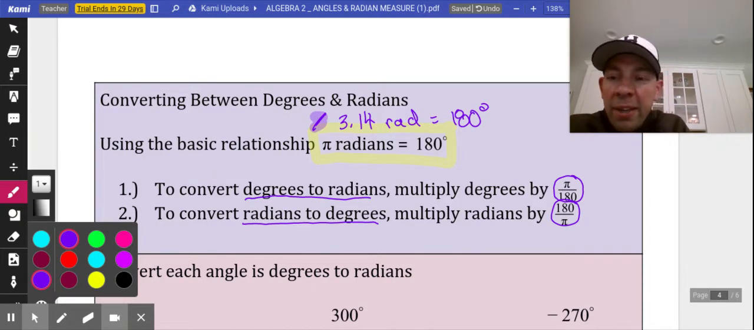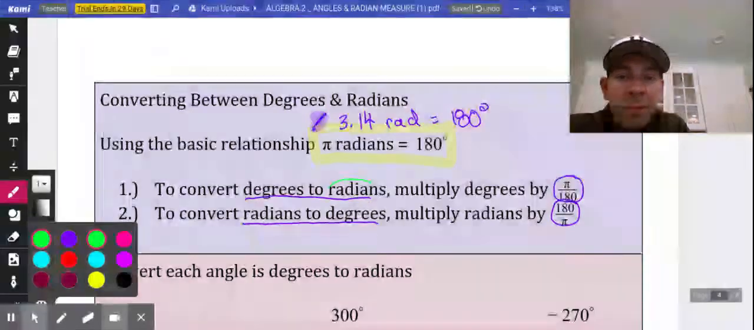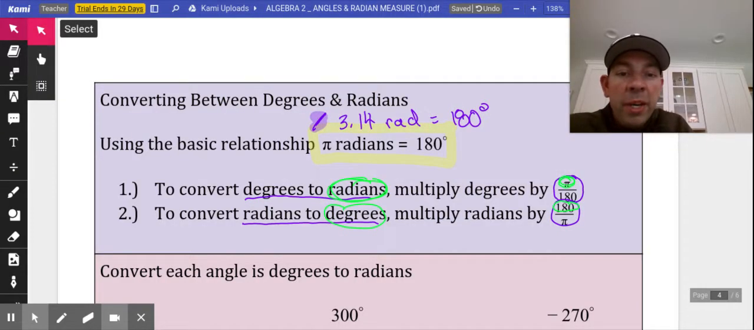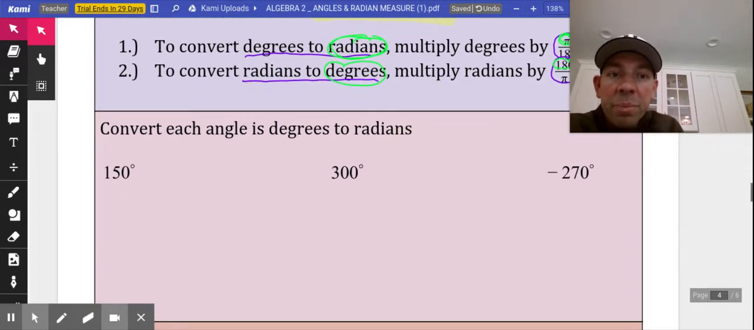So the other thing, the way I like to remember it is, whatever you're converting it to, those units are going to go on top. So if you're converting it to degrees, the 180 goes on top. Like we said, if you're converting to radians, that pi goes on top. So whatever you want to convert it into is the unit that goes on top.